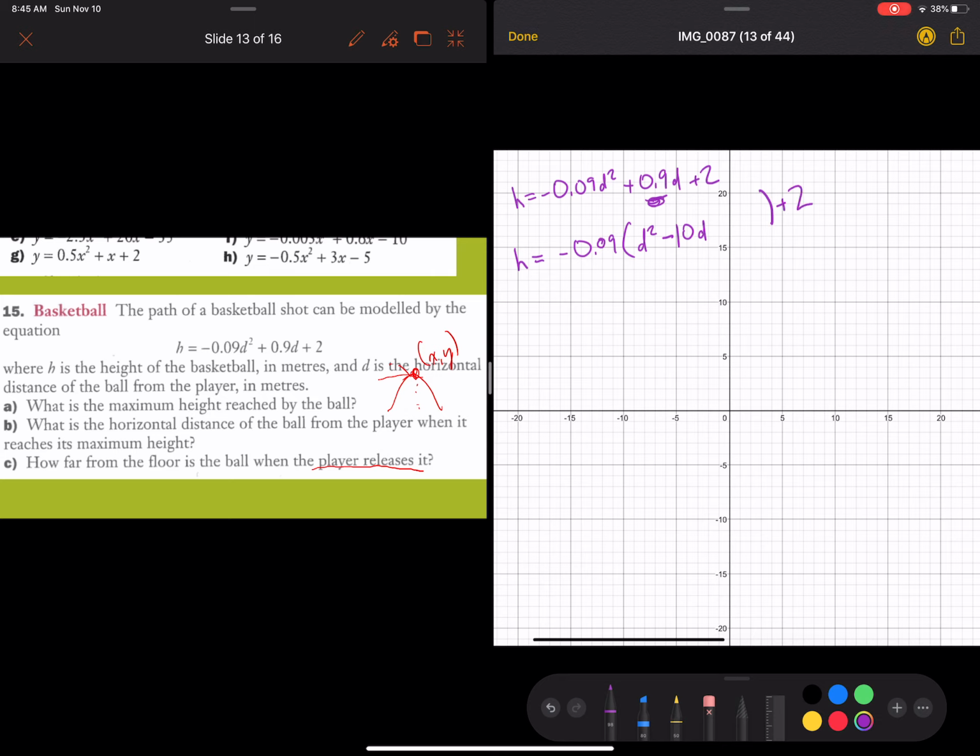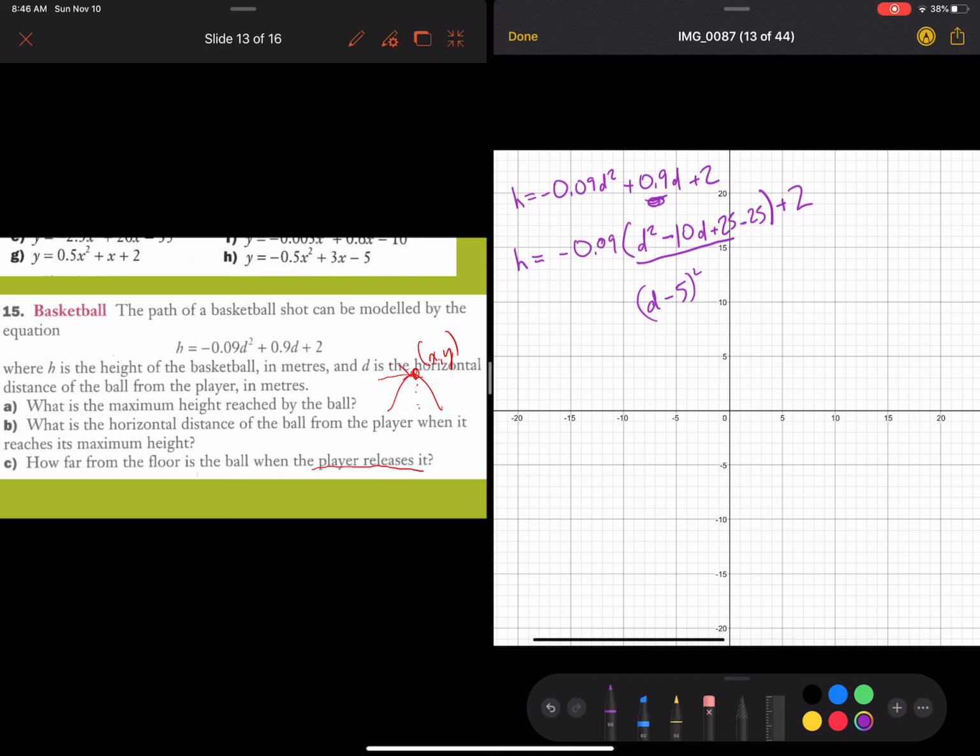What are we going to add and subtract to make this a perfect square? What does this have to be? We take this b value, negative 10, divide by 2, and square it. That's going to be c. c equals negative 5 squared, so c equals 25. So we add 25 and subtract 25. Now we have a perfect square here. That's basically d minus 5 squared.